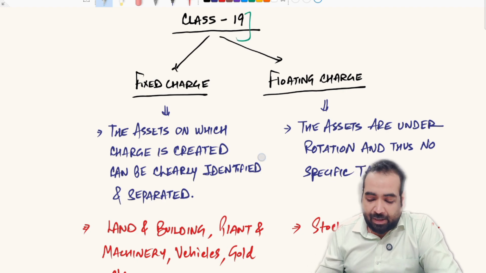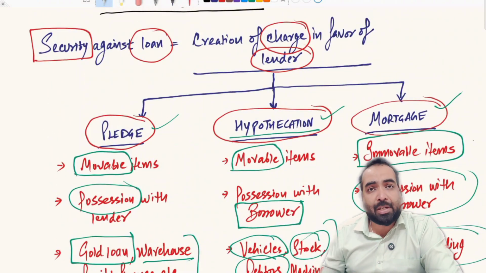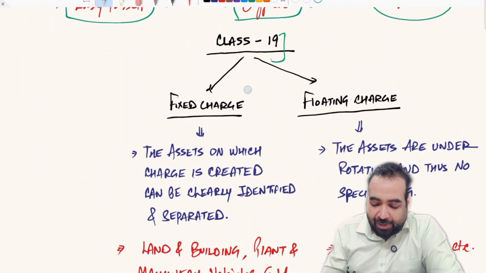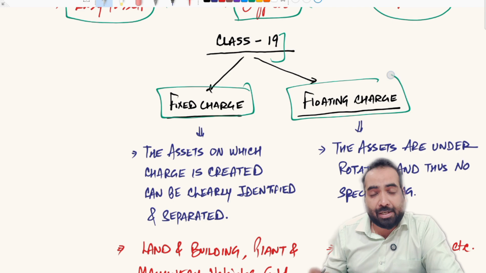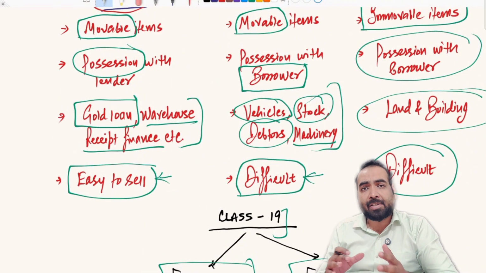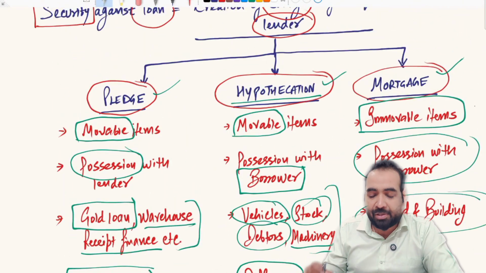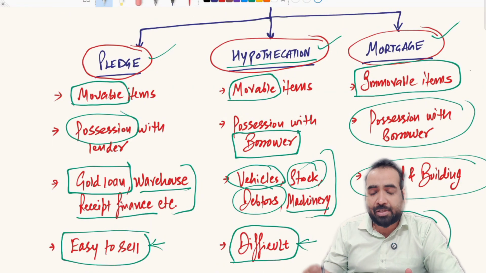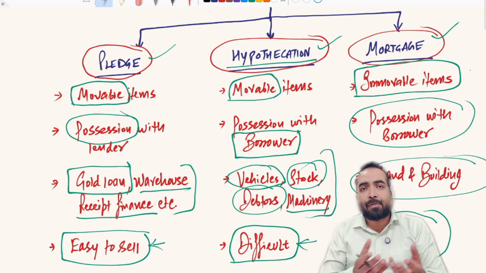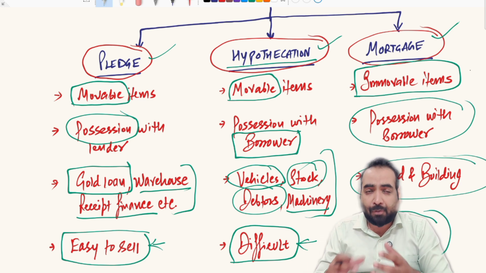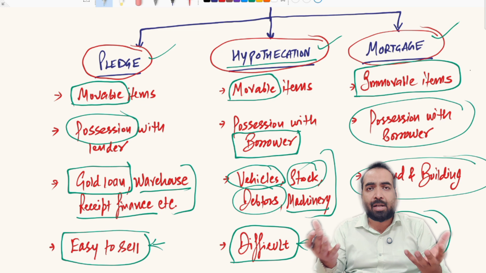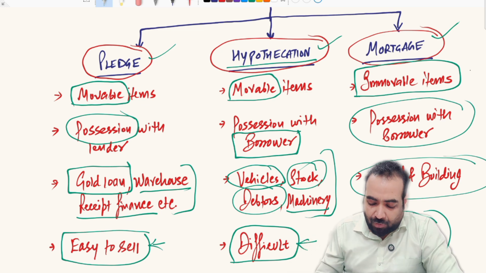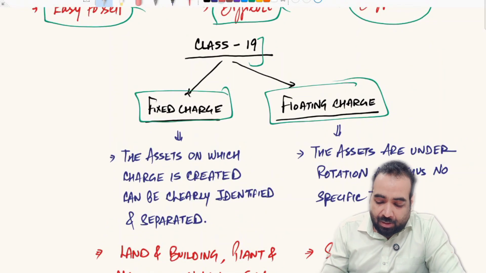In the previous class, we discussed the difference between pledge, hypothecation and mortgage. In this video, we will discuss what is fixed charge and what is floating charge. Fixed and floating charge are not different from pledge, hypothecation and mortgage. When you read this topic carefully, you will understand that pledge, hypothecation and mortgage are somehow part of the fixed or floating charge concept. Fixed and floating charge is basically an umbrella under which the pledge, hypothecation and mortgage concepts sit. So what is fixed charge?